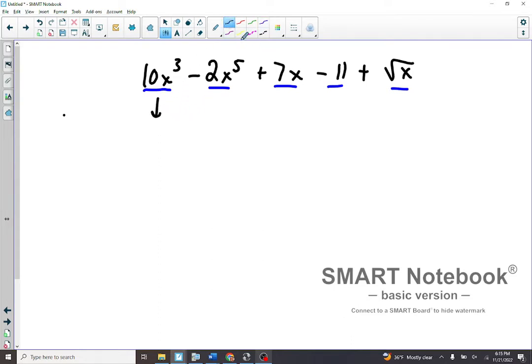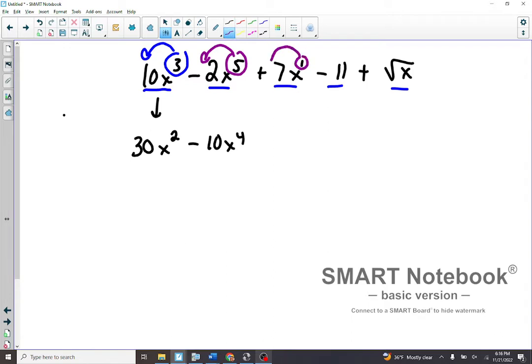So the derivative here is always going to be the power moved down, and then you reduce the power by 1. So 3 times 10 is going to be 30x, and what's left over is to the second power. Same thing here. Bring it down. Negative 5 times 2 is 10x to the fourth. Here, this is a visible 1, so if you move that down, it's going to become 7, and then it's x to the 0. Since it's x to the 0, it doesn't show up.